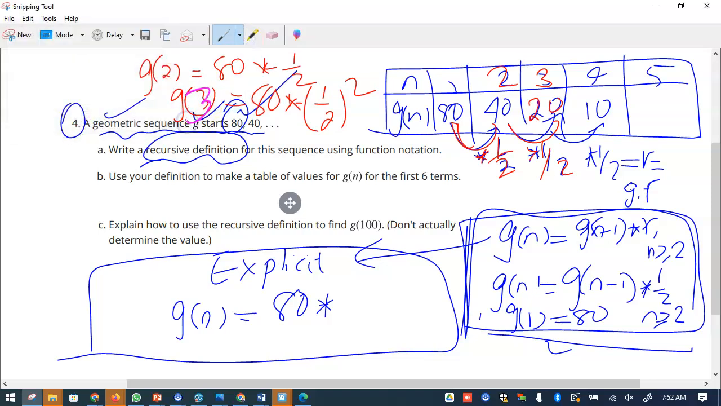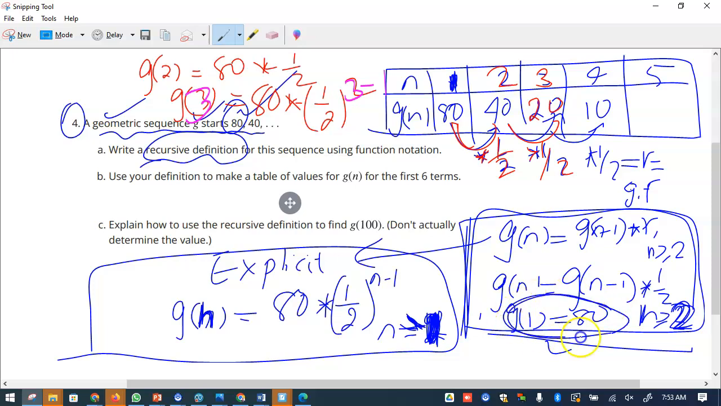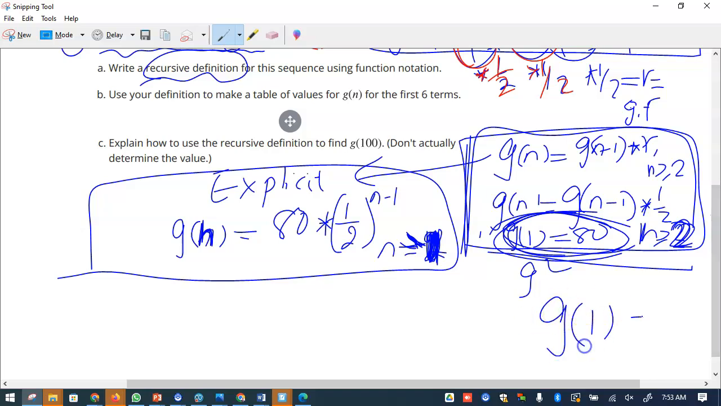And if this is 3, this is 3 minus 1. So like that, you can write down directly that half is raised to, if this is n, n minus 1. And all this starts with 1, and the recursive one is for n greater than 2. So there is a difference: here it starts at 2, and here it starts at 1. Sorry, I made a mistake. This starts with 2. This starts with 1, because G of 1 is taken care of. So you already know G of 1 is 80 here.